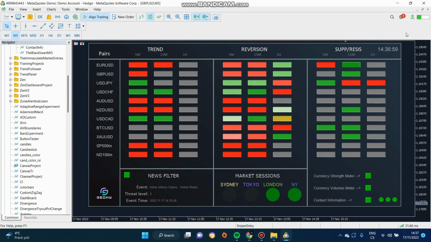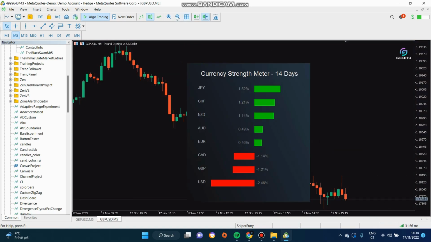Now that I have shown you the main indicators of the SWAN trading panel, I'm going to move to the supporting features of this indicator. And I'll be starting with the currency strength meter that is located right here. To open this indicator, just click on the box and you'll be taken to a new chart.